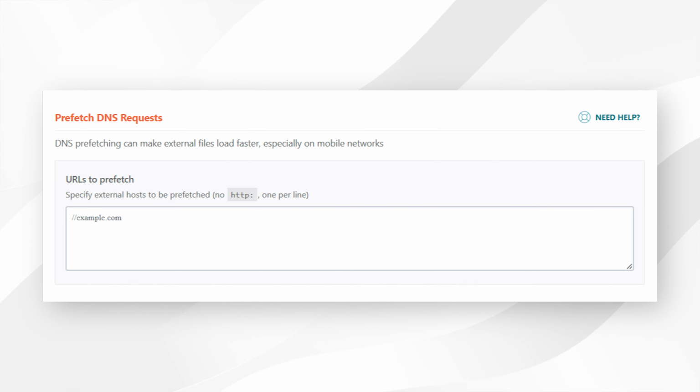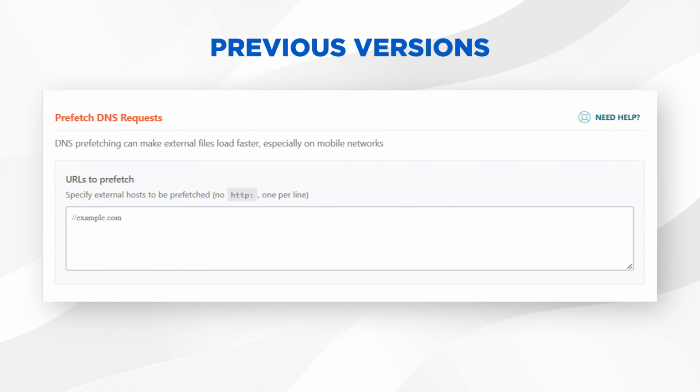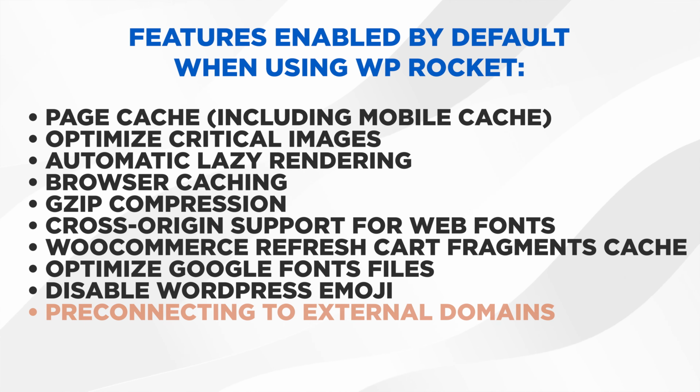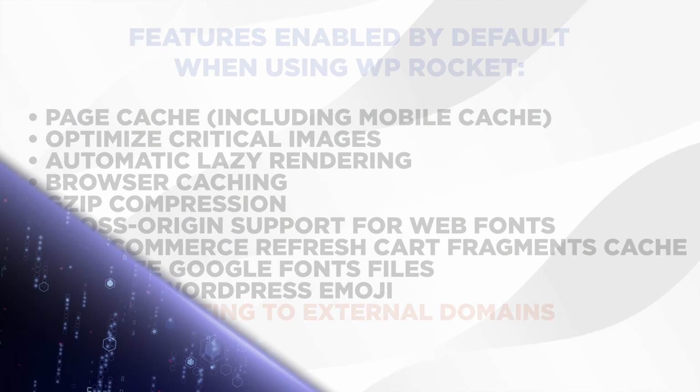In previous versions of WP Rocket, the manual option to prefetch DNS requests was in the preloading section, but now will be removed since it is handled automatically in the background. This feature joins our list of features enabled by default while using WP Rocket, automatically benefiting your website as soon as you activate the plugin.